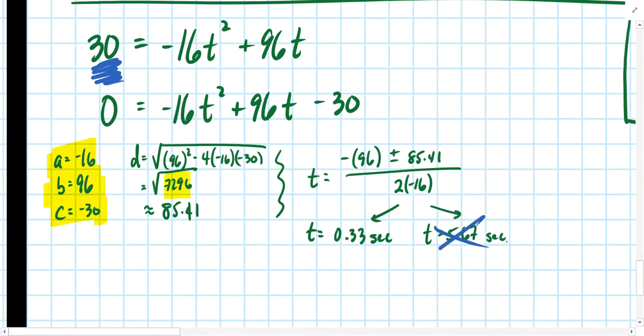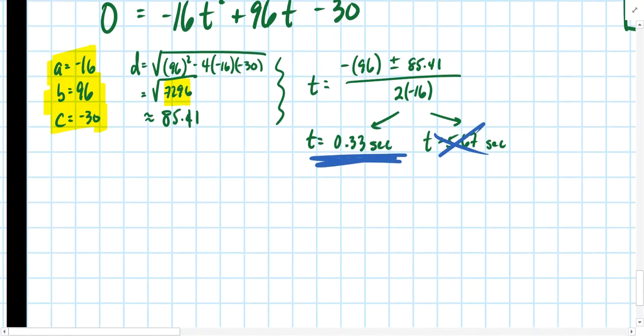Now this is an extraneous solution in our case because we're not interested when the grapefruit's coming down and is at a height of 30 feet. What we're interested in is how long it takes for it to reach 30 feet on the way up. So now if we take the value for t here and substitute it into our derivative rule, we should be able to tell how fast this grapefruit was moving at this time specifically.